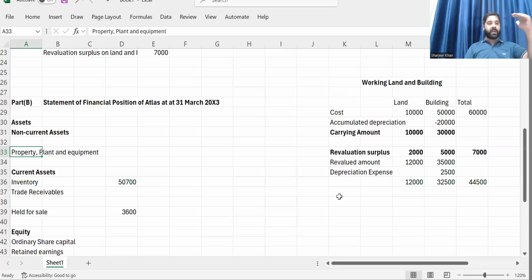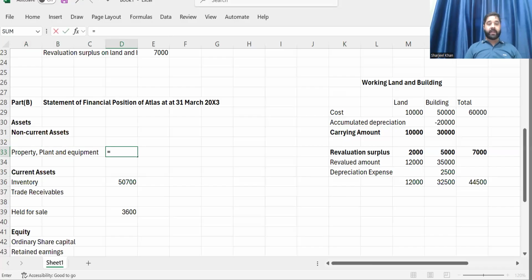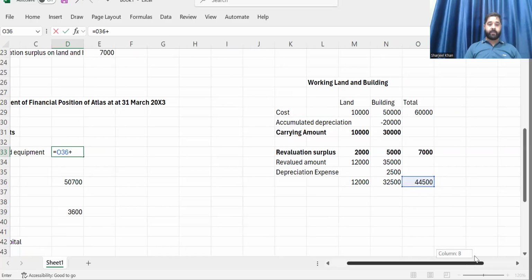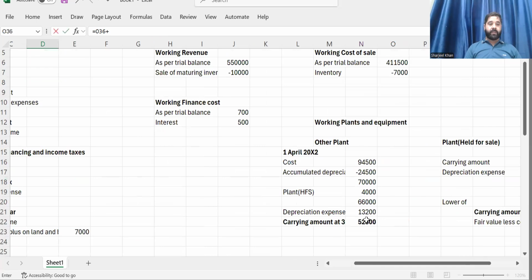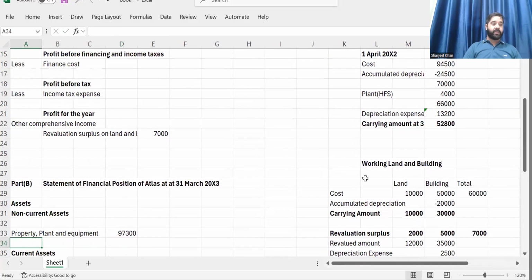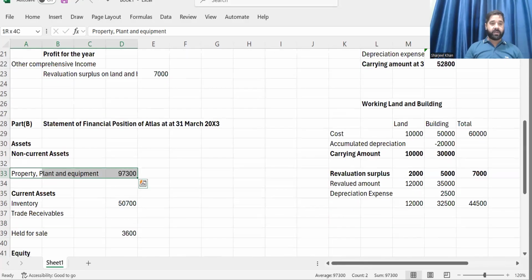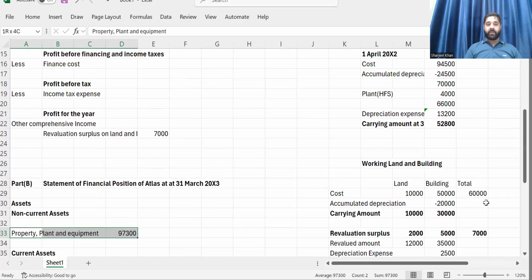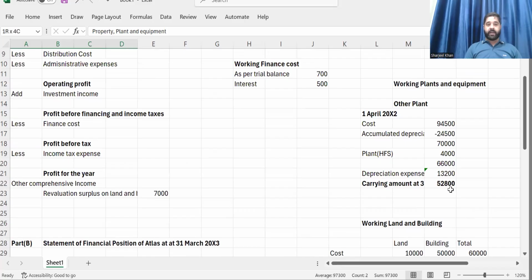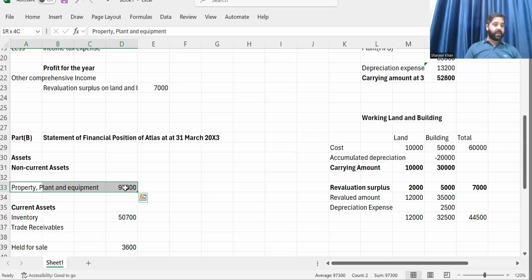Make a column for the land and building, and then for the plant and equipment as well. And you can show them in aggregate as well, just like the total for the land and building plus the carrying amount of the other plant, right? Because it was classified as held for sale, and adding this, you will get property, plant, and equipment of 97,300. It is the total carrying value of land and building plus the carrying amount of the other plant as well. So it is equal to 97,300.